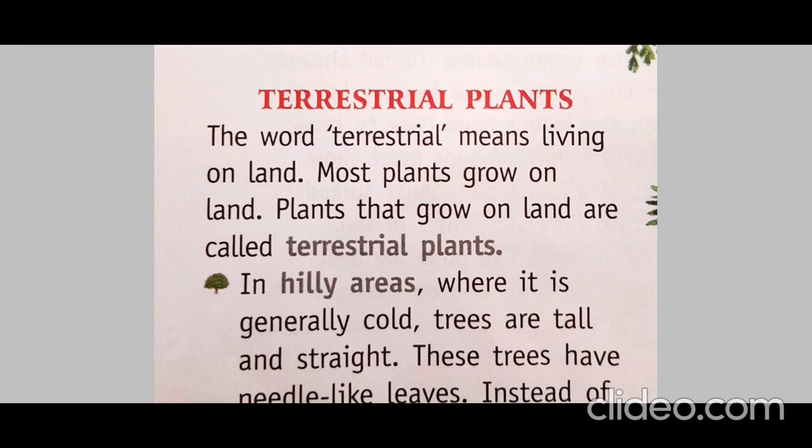From the word itself, you will come to know terrestrial means the plants which are living on the land. They are known as the terrestrial plants. Plants which grow on land are called terrestrial plants. Again, define terrestrial plants. Your answer will be plants that grow on land are called terrestrial plants.